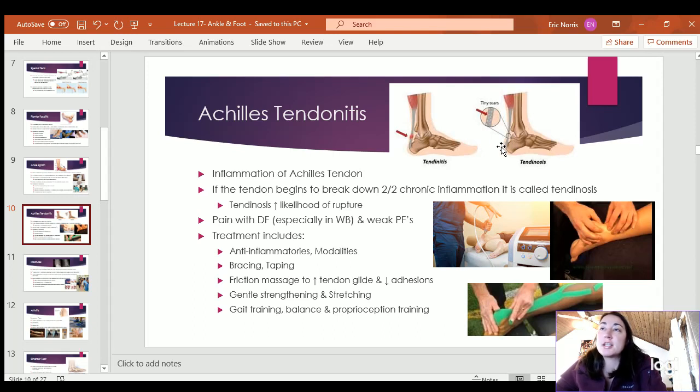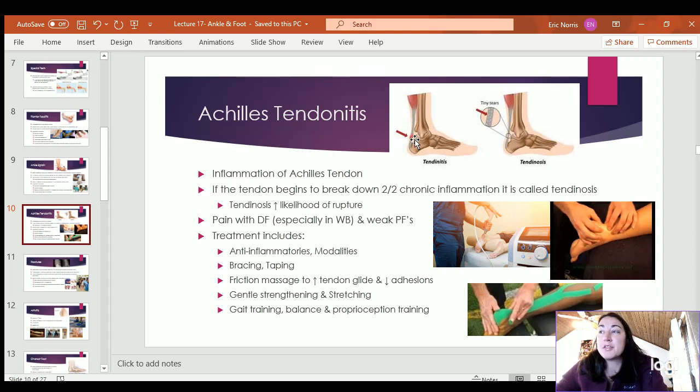Achilles tendonitis, just like any other tendonitis, inflammation in the tendon. If it begins to break down, of course, it's tendinosis, which makes it more likely to tear. The pain is worse with dorsiflexion, especially while they're standing in a weight-bearing position. But the plantar flexors are weak. Remember, the plantar flexors are what connect to the bone through the Achilles tendon, your gastroc and soleus. So they are going to be weak, because when you do a strong contraction, it puts a lot of pressure or tension on the tendon and causes it to be more painful.